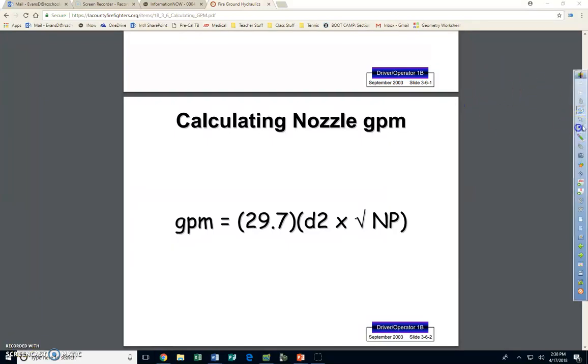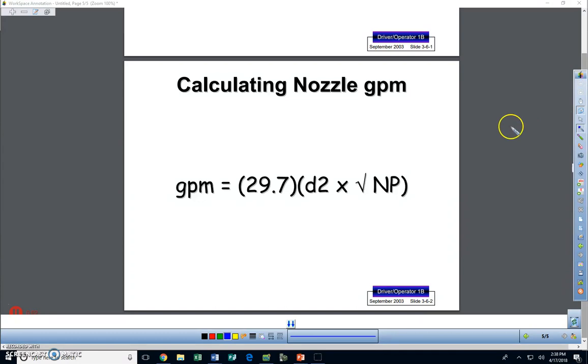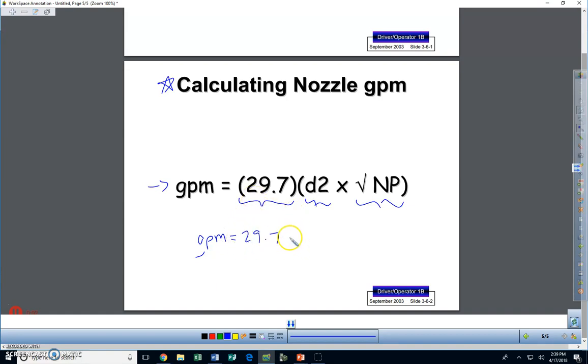Alright, Desmond, so I wanted to look at some stuff first, but first, you've sent me this a couple times. This is a formula that calculates how many gallons per minute is coming out the end of the hose. I don't like the way that they've written the formula here, but the formula has this 29.7 always there, and this is not d2, but d squared, and then this is the square root of something called NP. So the formula is the gallons per minute coming out is 29.7 times d squared times the square root of NP.